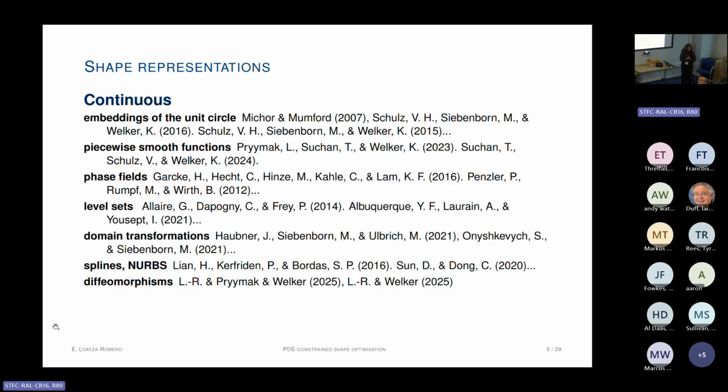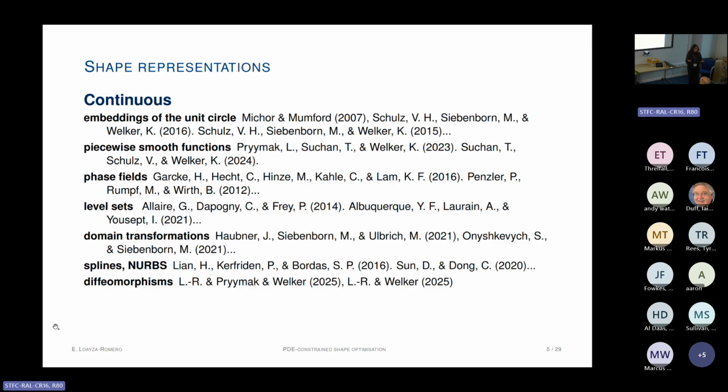I like to say it like this. I hope this is not controversial, but in shape optimization there is really not a consensus on which is the best shape representation that you can use. In fact, depending on the shape representation, you have different machinery, different mathematical tools to analyze or even to numerically optimize or solve this problem. So, for example, if we think about continuous representations of shapes, you can think about phase fields, level sets, or domain transformations.